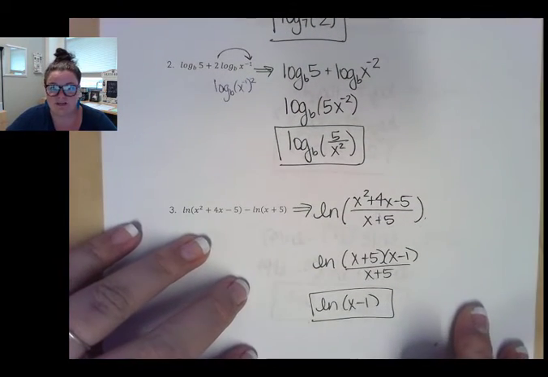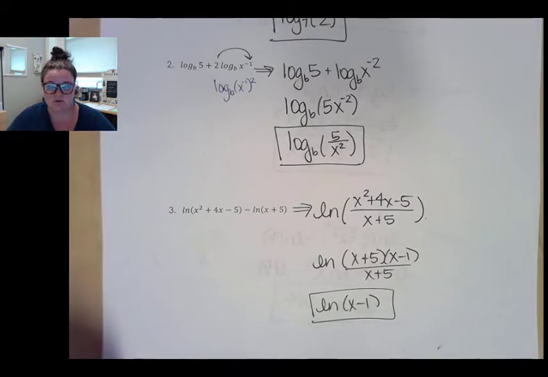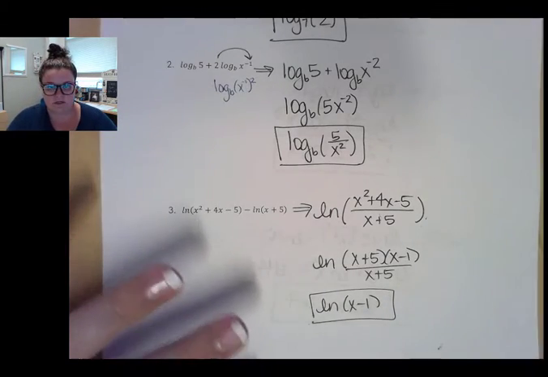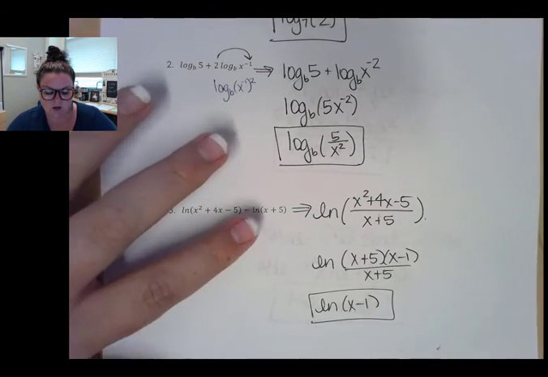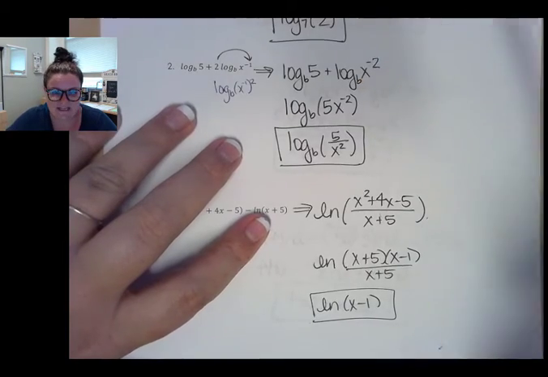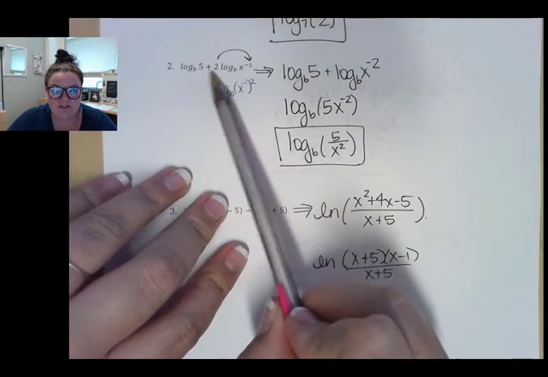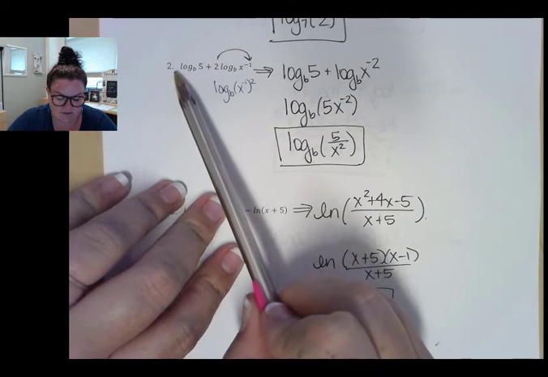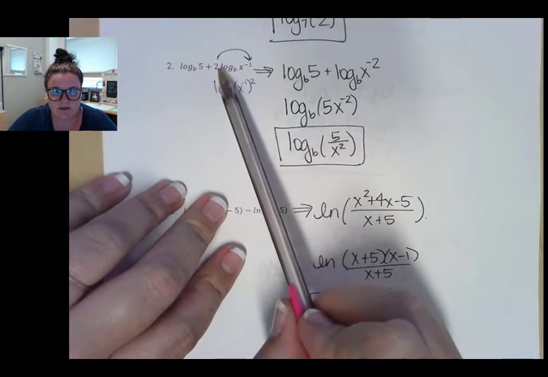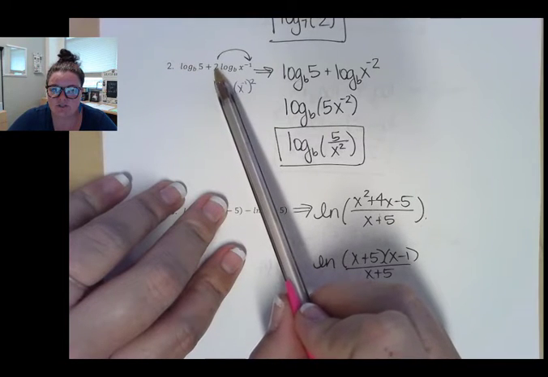As always, if you need to pause the video and look at it a little bit closer or work through it slower, feel free to do so, okay? All right, on the second one, same idea. I have to get rid of any coefficients that I have. So notice I don't have a coefficient here, not a problem. I do have a coefficient here, which is 2.